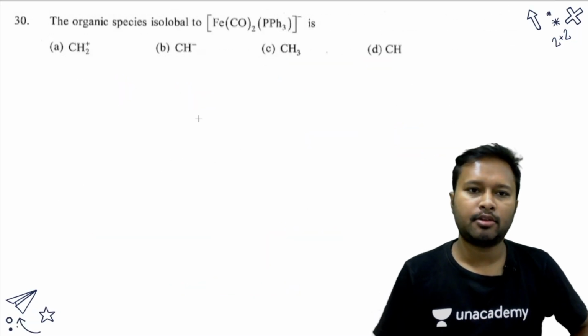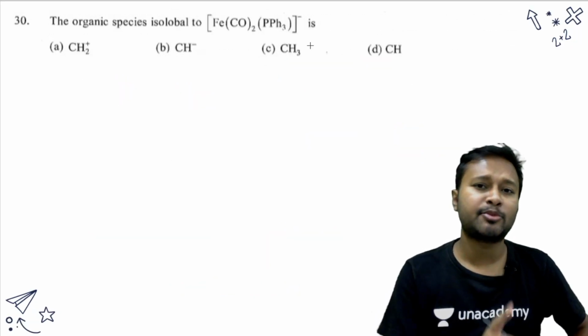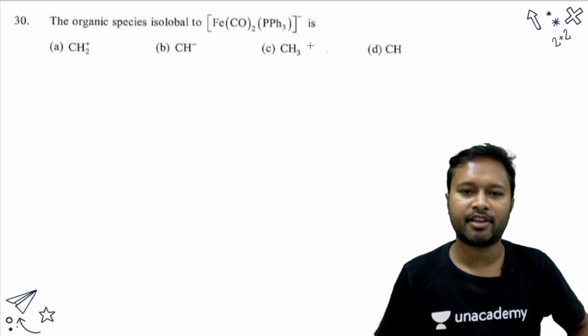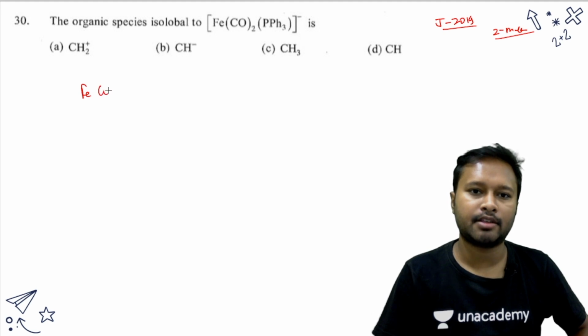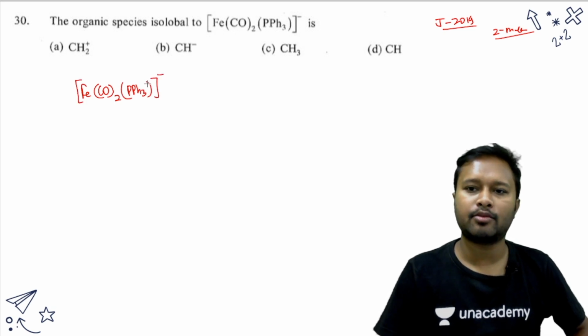Alright guys, let's look at this particular question. This seems to be pretty simple, but it was a tricky question. It was asked in the June 2019 exam, and it was a 2-marker question. The question asks for the organic species isolobal with the given species, which is Fe(CO)2(PPh3) with a minus sign. Isolobality is pretty simple.